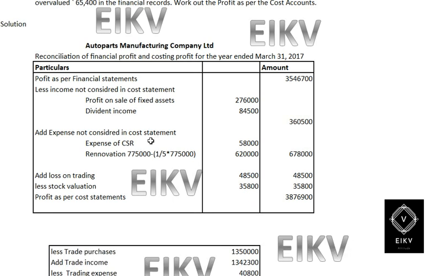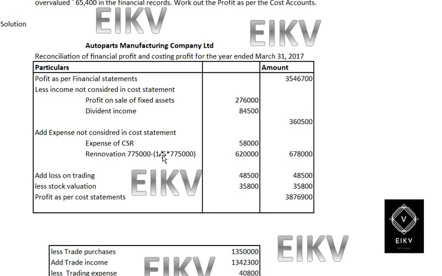After that, we have an expense, CSR expenditure. The CSR expenditure of rupees 58,000 is affected in financial statement. Such amount is deducted in the financial statement profit, but this expense is not considered in cost statement. Therefore, we need to add this expense.